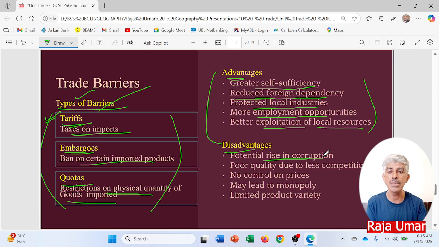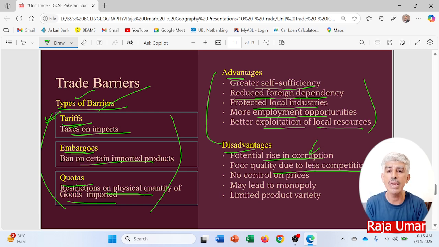Potential rise in corruption, as it is a natural phenomenon that whenever there is more trade, or more industries, or more industrialization going on, definitely there is an impact of corruption over here. Poor quality due to less competition.